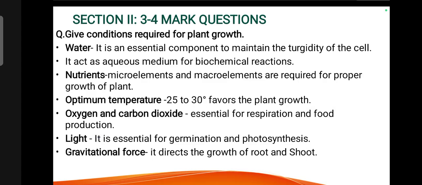Give the conditions required for plant growth. Water, it is an essential component to maintain turgidity of the cell. It also acts as a medium for biochemical reactions. Nutrients, microelements and macroelements are required for proper growth of plants. Optimum temperature of 25 to 30 degrees favors plant growth. Oxygen and carbon dioxide are essential for respiration and food production. Light is essential for germination and photosynthesis. Gravitational force directs the growth of root and shoot.